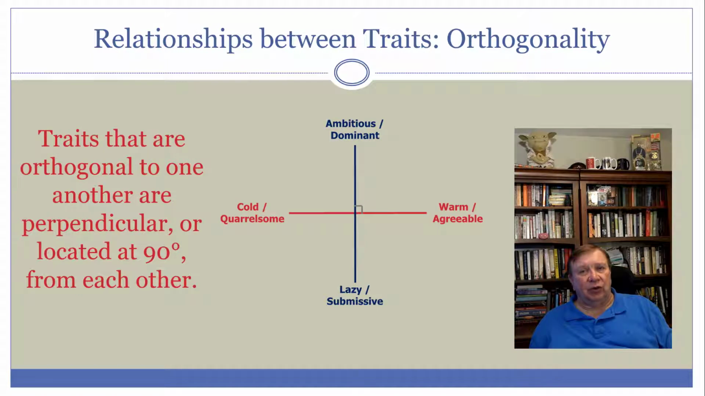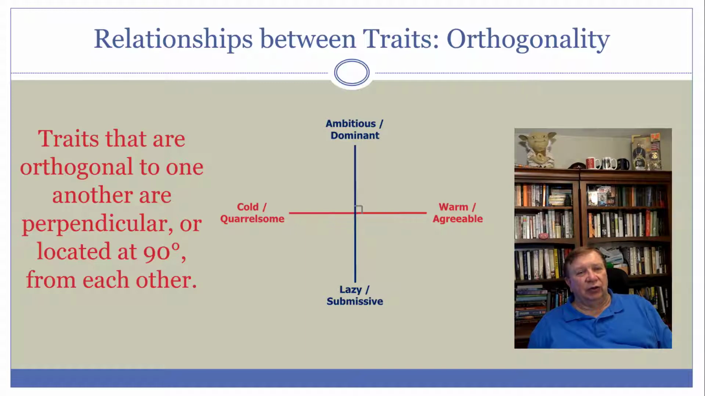Our next concept is orthogonality. Orthogonality, fancy sounding word. If two traits are orthogonal to one another, they're perpendicular. Traits that are orthogonal to each other have a 90-degree relationship with each other. So I've plucked out two traits from the circumplex. Again, dominance and submissiveness versus cold and quarrelsomeness versus warm and agreeableness. Lots of stuff here. The traits are perpendicular. They intersect at one and only one point.